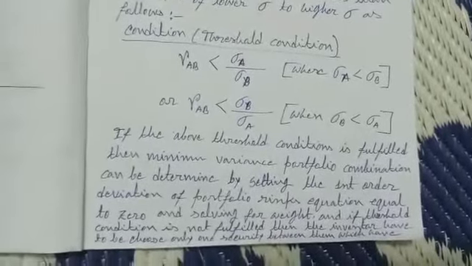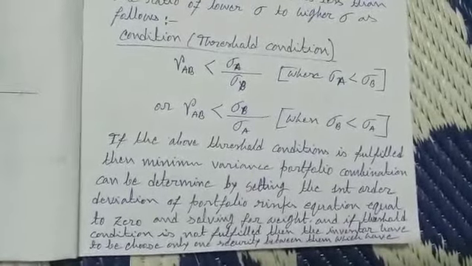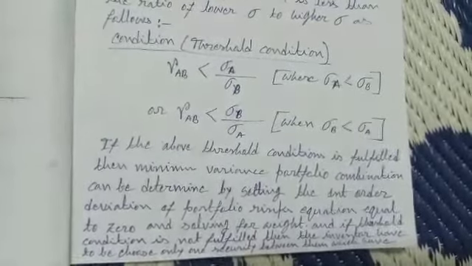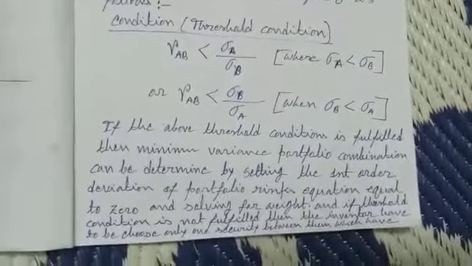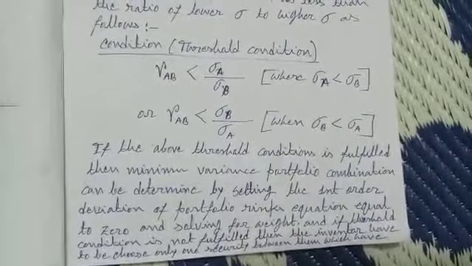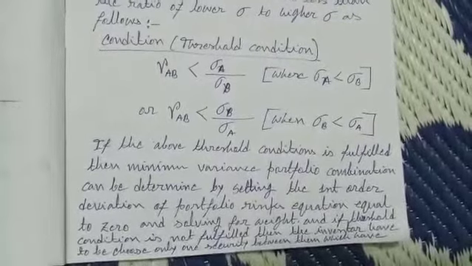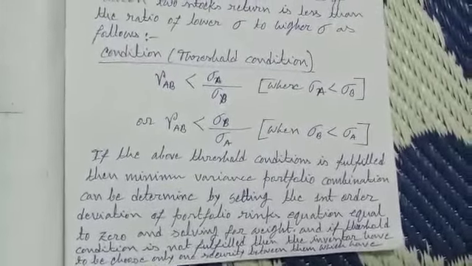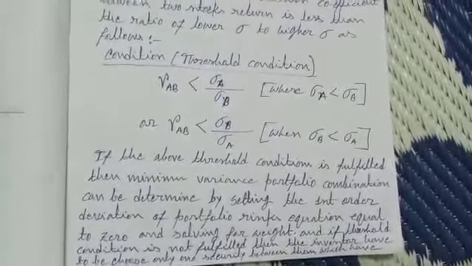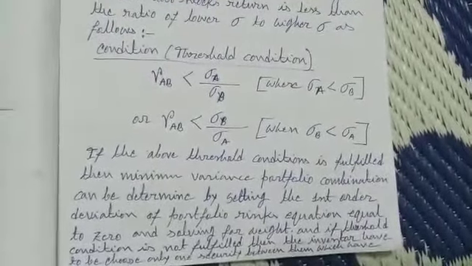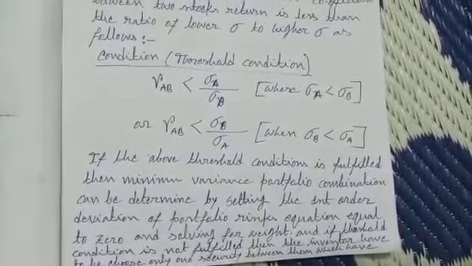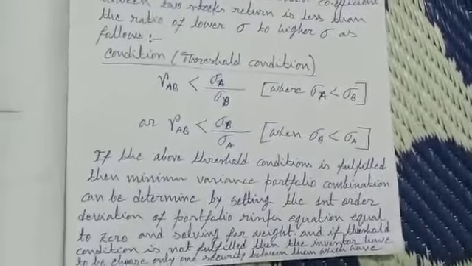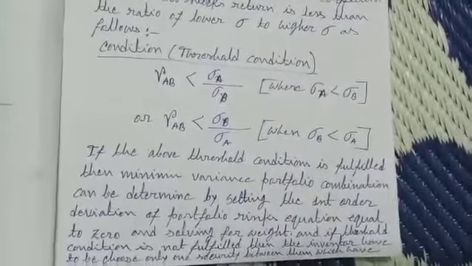and if the above threshold condition is fulfilled, then the minimum variance portfolio combination can be determined by setting the first order derivative of the portfolio risk equation equal to 0 and solving for the weight in the usual manner, as we have done where RAB equal to -1 and where RAB equal to 0. In that same process, we have to calculate the weight for the securities if the threshold condition is satisfied.